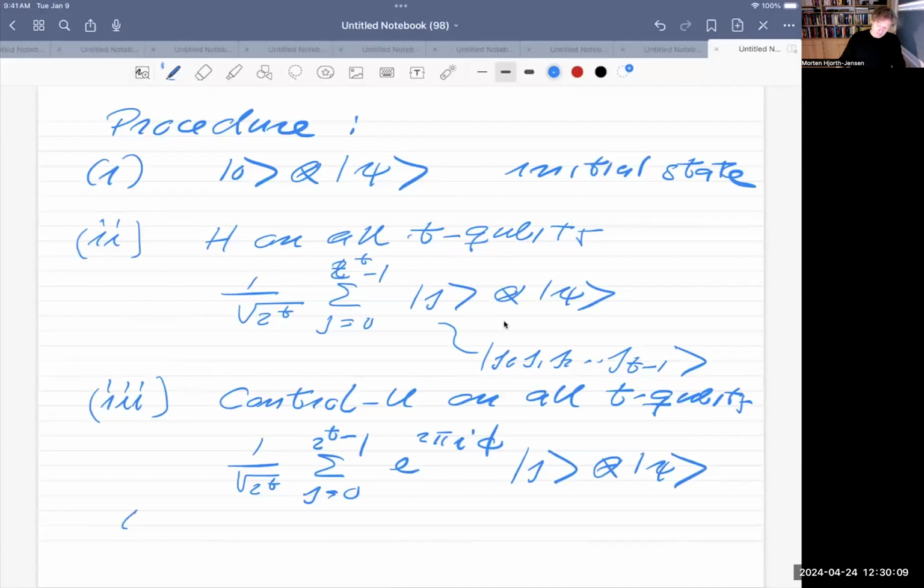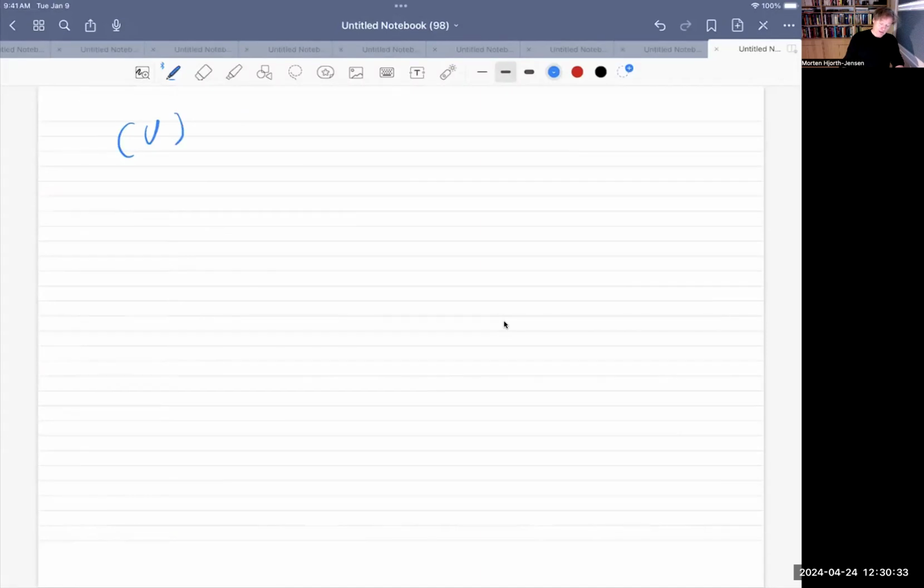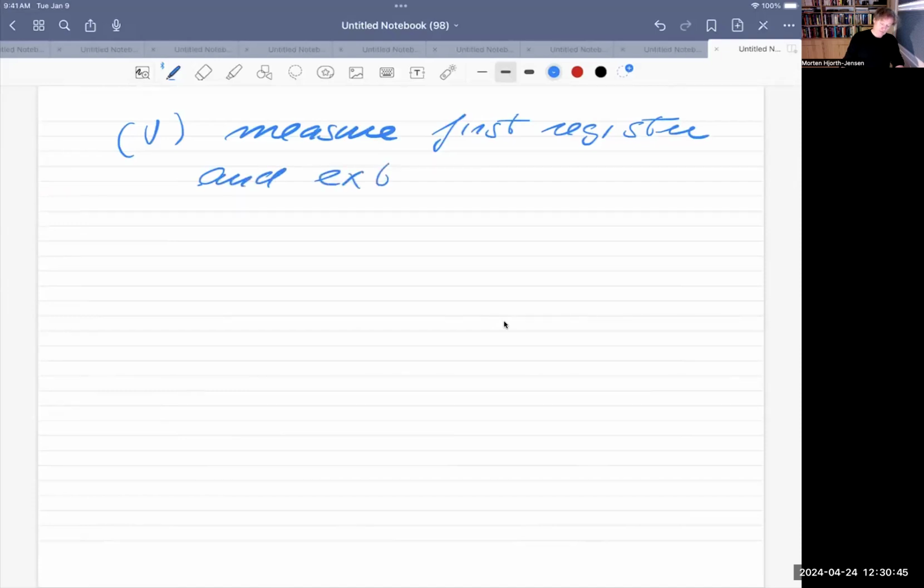Then the next step is to perform an inverse Fourier transform. So apply inverse QFT. And finally then, we measure the first register. The final step is then to measure the first register and extract what we will call a phi tilde, which is an approximation to the true phi.